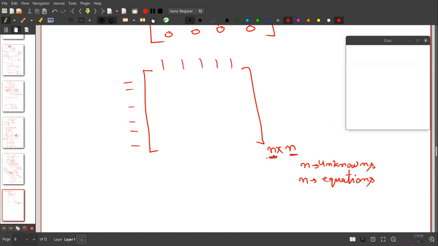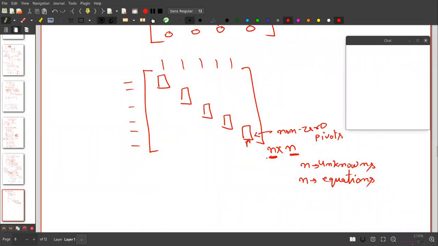Fine. So if we have exactly n by n, and we can form the upper triangular matrix with all these non-zero pivots, then we can exactly calculate what the solution will be. From this we equate to the right hand side, then we will get the last xn. Then putting this last xn into the above equation, we will get xn minus 1.